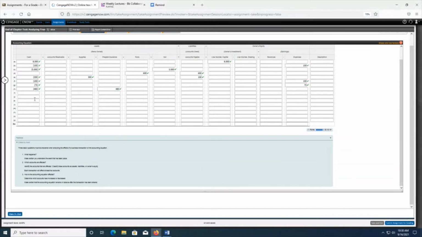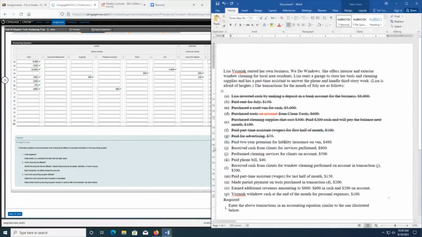Okay. So now we're going on to F. A, B, C, D, E, F, G, H, I. Okay, H. I'm going to scratch that out. Okay, so we're going to I. It's super tiny, so okay. Received cash from clients for services performed. Okay, so what two accounts are we using? Cash.